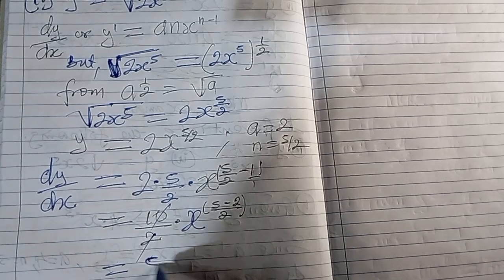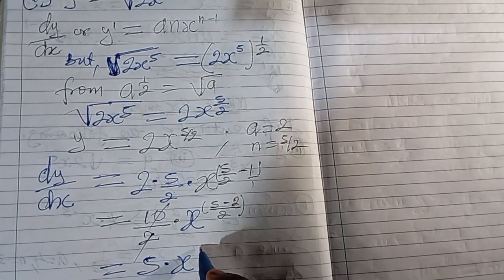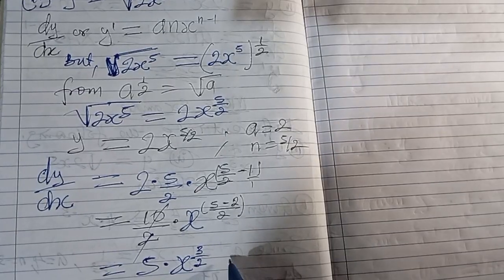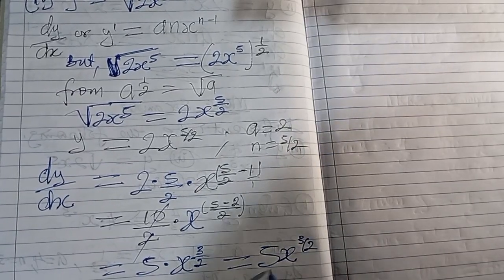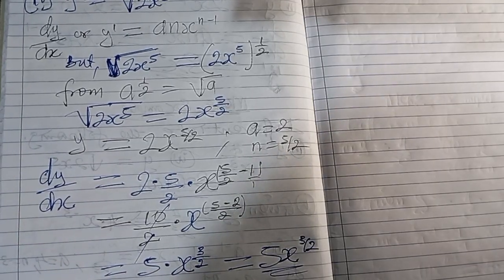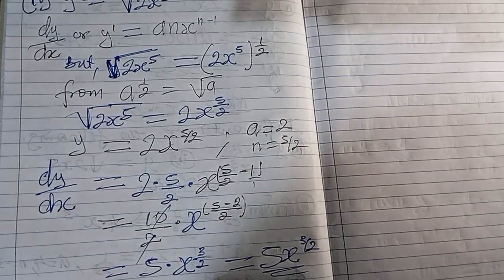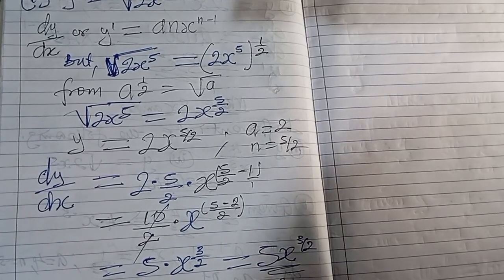you have 5 multiplied by x raised to power 5 minus 2, which is 3, divided by 2. This is equals to 5x raised to power 3 over 2. Okay, therefore, dy dx, which is same as y prime, is equals to 5x raised to power 3 over 2.